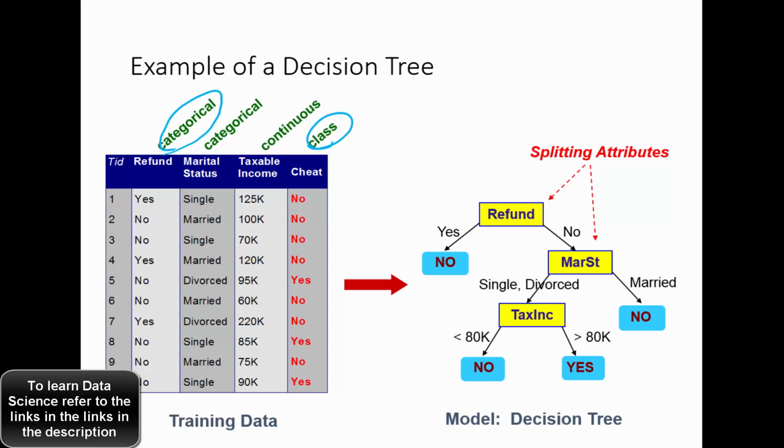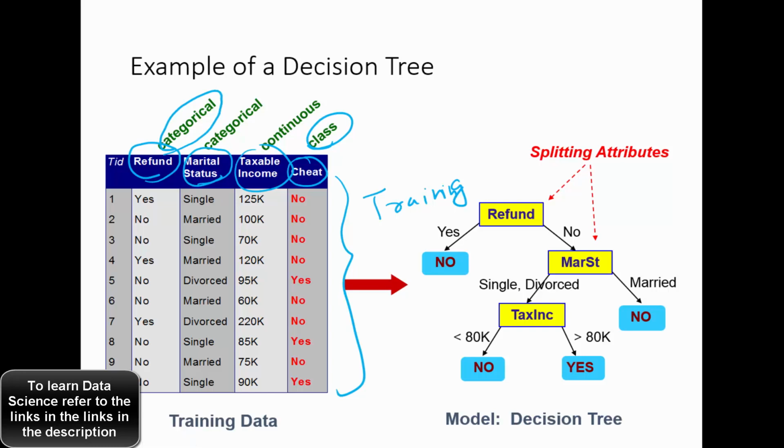So here is the case. We have someone cheating you, based on the taxable income, the marital status, and whether you get a refund or not. Based on these three attributes, you should be able to predict if someone is going to cheat you or not. This is the given data, which we call the training data. Using the training data, we would train a decision tree algorithm to find, given refund status, marital status, and taxable income, whether one would be cheating you or not.